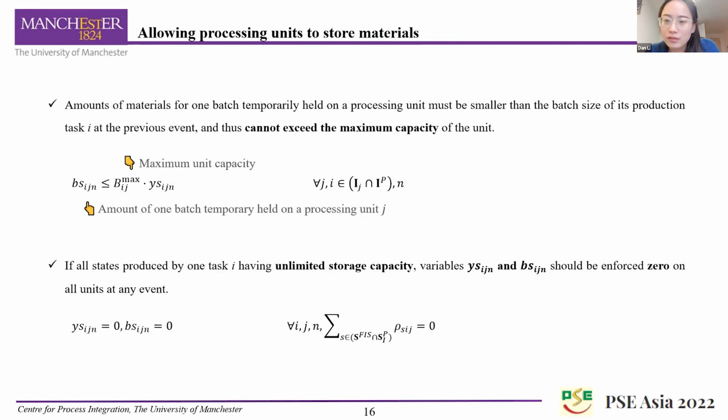As mentioned in the introduction, we allow the processing unit to store the material after production. The amount of material stored in the processing unit should be smaller than the unit maximum capacity. And when one batch isn't held on the unit, that is YS equals 0, its corresponding variable BS should also be 0.